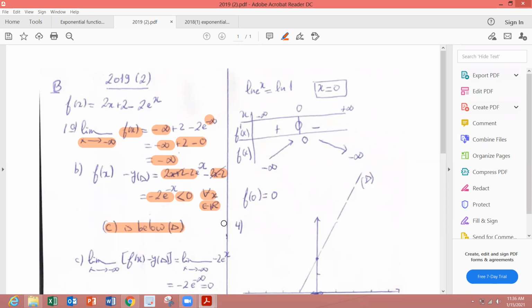How did you put minus x? This should be corrected. This should be e to the x, not minus x. Please correct it.